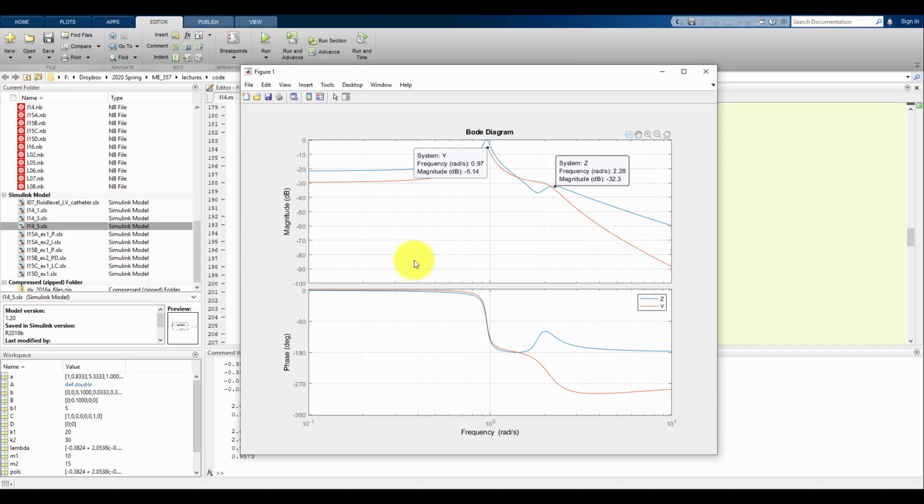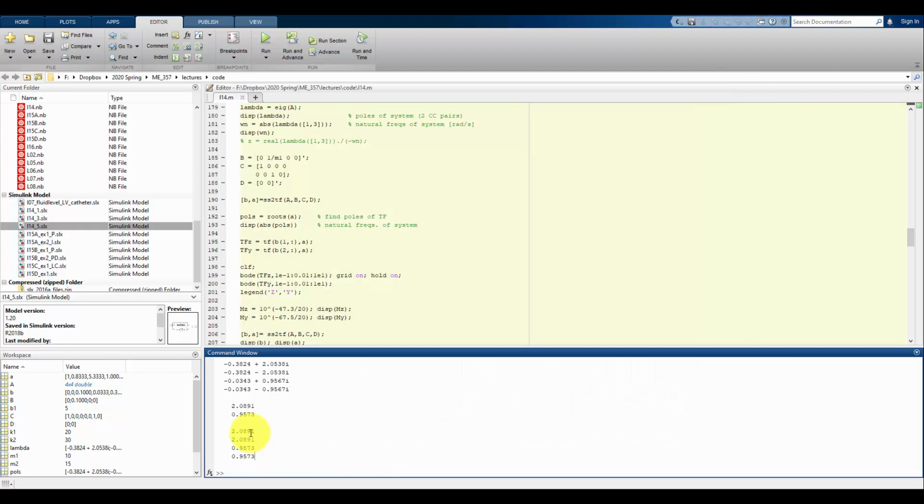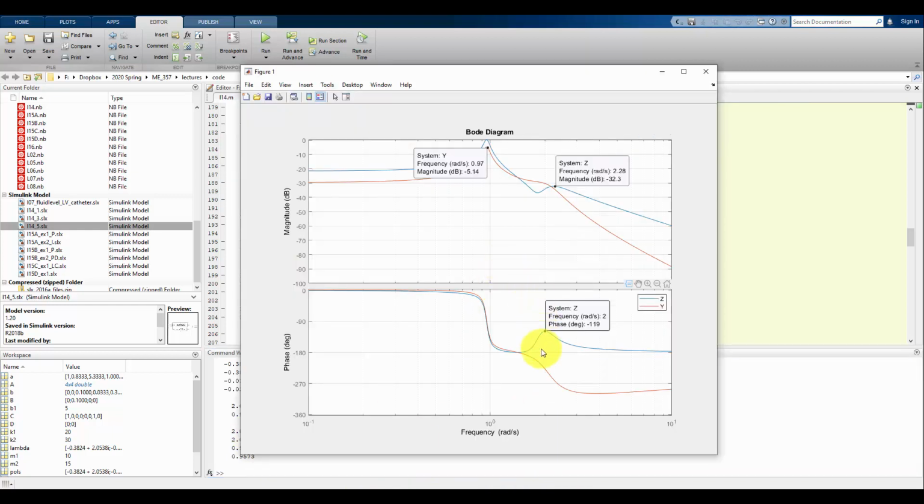We can see similarly that they both have an inflection point in the phase diagram around the same point, where that first natural frequency is, but then they diverge in what they're doing further out. And the peak of the z is at 2 radians per second. That's, again, kind of close to the second natural frequency, but we don't see anything like that happening for the y diagram.